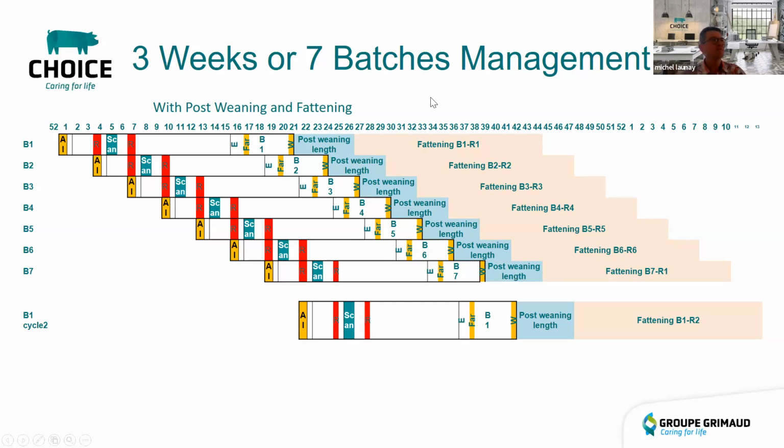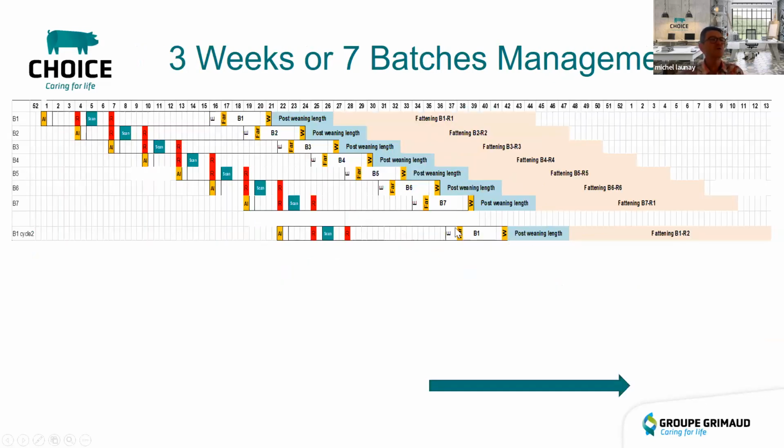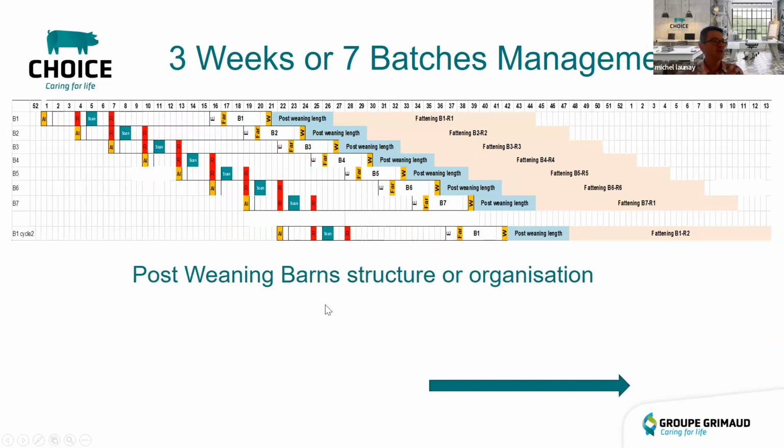And you can see here you have the first answer for fattening: batch 7 in fattening goes in room 1, so it's the same room that received the pigs for batch 1. So that means in this example, I need 6 fattening rooms. I will give you a detail later.